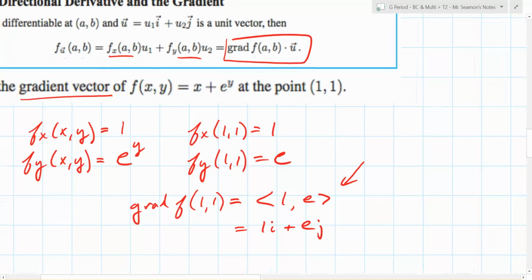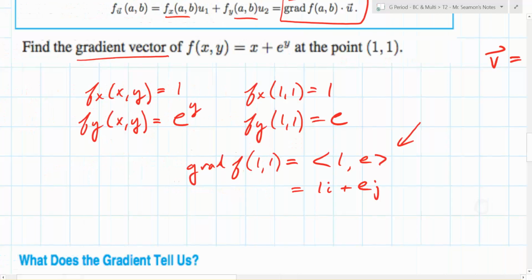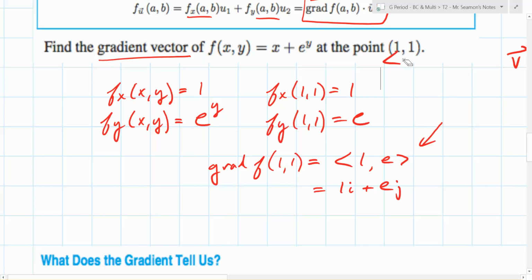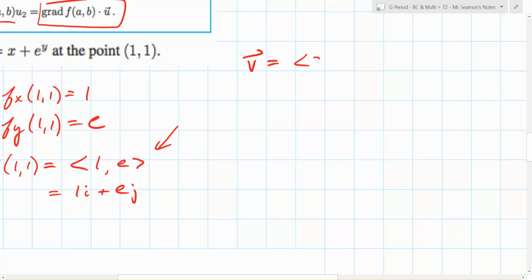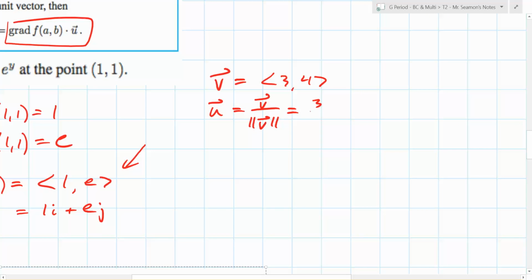So we could pick a direction. Give me any vector you want. V is 3, 4. What's the first thing we have to do to this vector? What's u going to be? V over the magnitude of v. So what's our coefficient out front going to have to be? 1 over 5. So it's 1/5 times 3, 4. I'm just factoring it out.